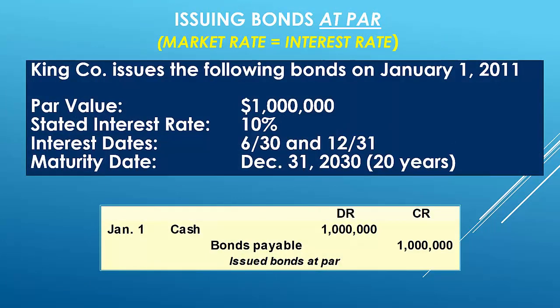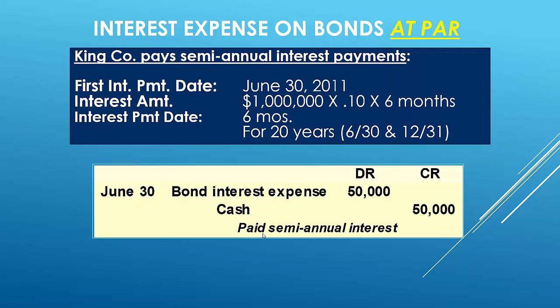So what are the journal entries that we make? When we issue a bond, we're going to take in the cash from the investor, and we're going to enter a liability called bonds payable. Every 6 months when we pay the interest, we're going to make an entry for bond interest expense of whatever the expense is. In this case, it was a $1 million bond paying 10% for 6 months. So there's my bond interest expense, and there's the cash that comes out. This is the journal entry that gets made when my bond is issued at par.